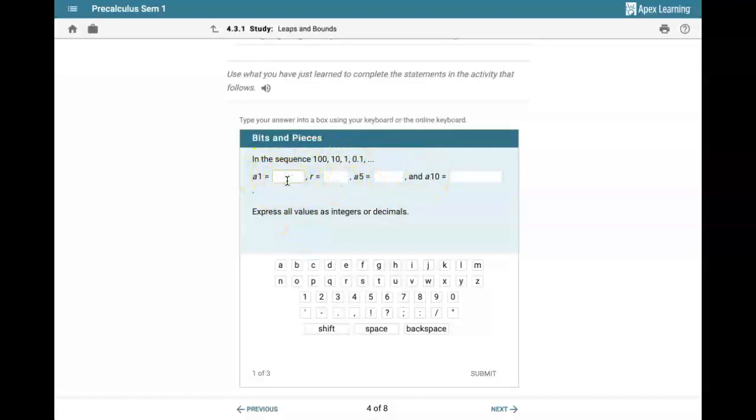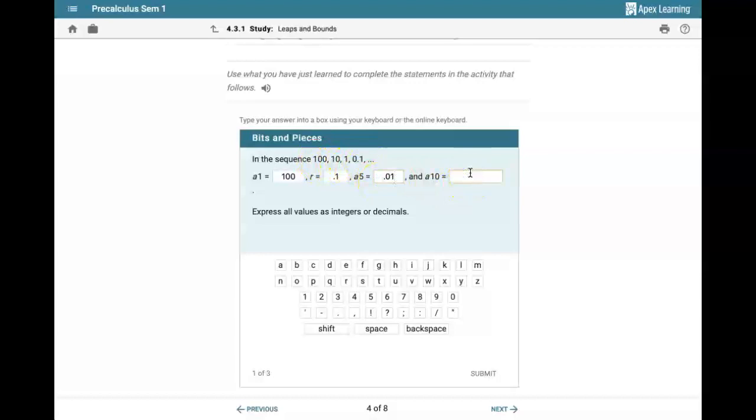So in this one here, 100, 10, 1, 0.1, and so on. A sub 1 is 100. Our r is 10 divided by 100, which is still 1/10, so that's 0.1. Then A5, if we follow the pattern here, 100, 10, 1, 0.1, this is going to be 0.01. So that would be our fifth term.